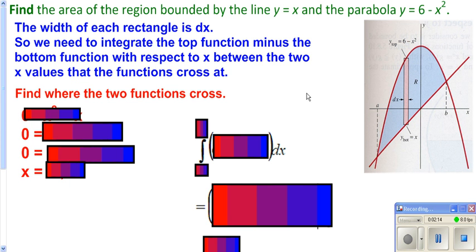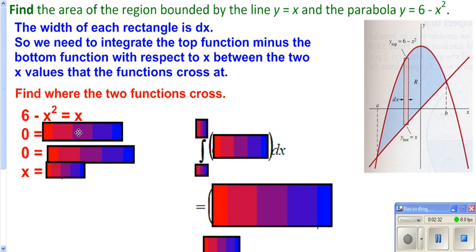Well, same idea here. We're going to have to take the top function minus the bottom function and integrate. The question is, how far do we have to integrate from left to right? We've got to find this a and this b. We've got to figure out where they cross. Well, to figure out where the two functions cross, set them equal to each other.